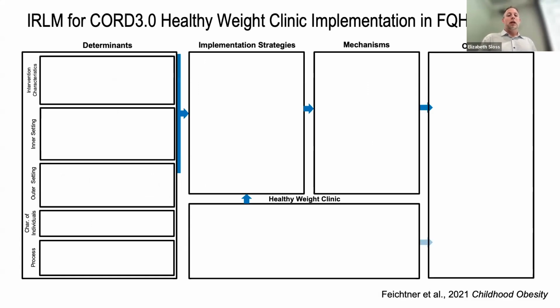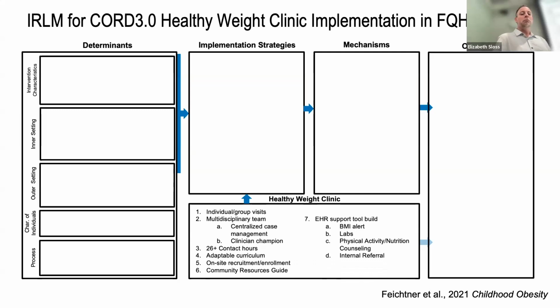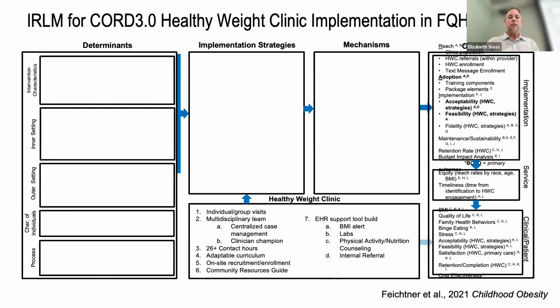So this example is a healthy weight clinic implemented in federally qualified health centers as part of a CORD 3.0 study that I'm part of. For this, here are the components of the healthy weight clinic. So this was the multi-component intervention that had been previously shown to be effective, and now we're trying to figure out how to actually do it in federally qualified health centers. And it was in 3 states that we were working in.